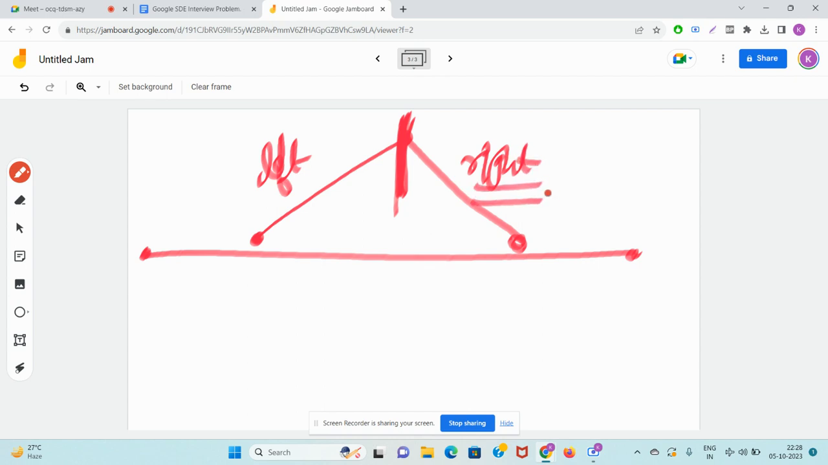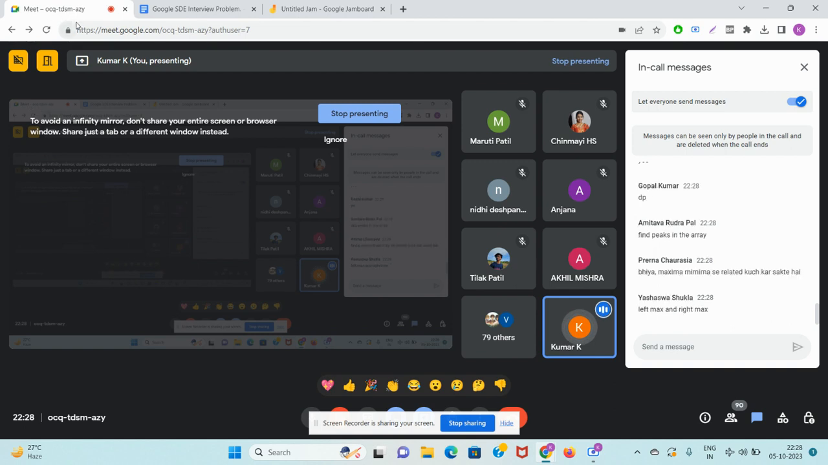You might be wondering why I am saying left part and right part. Obviously you can maintain some data on the left hand side and some data on the right hand side. If you have the correct data on the left and the correct data on the right, you can easily solve this problem. Yes, Yashaswa, you are correct.